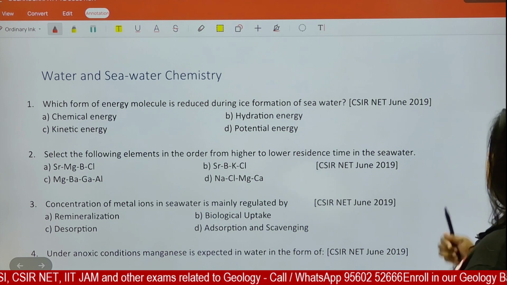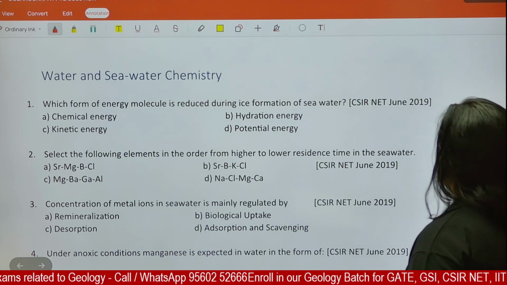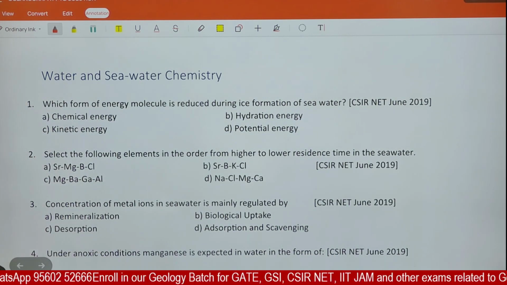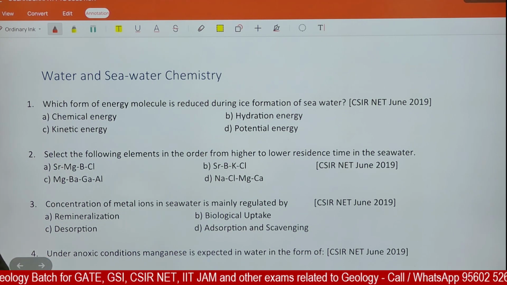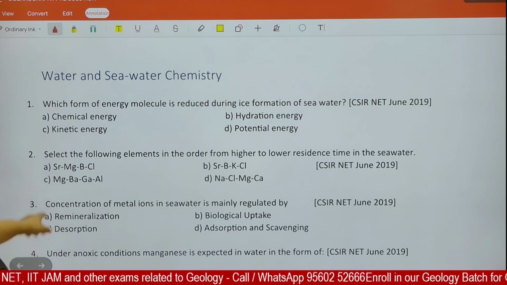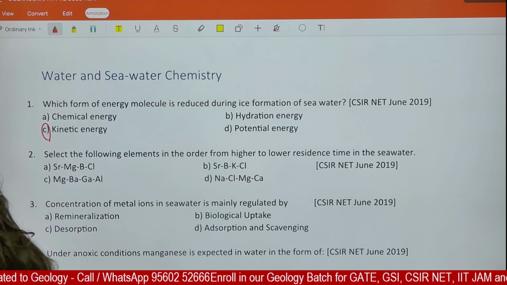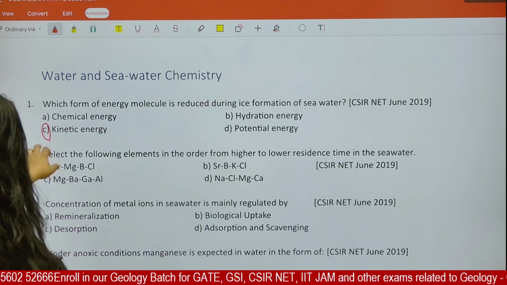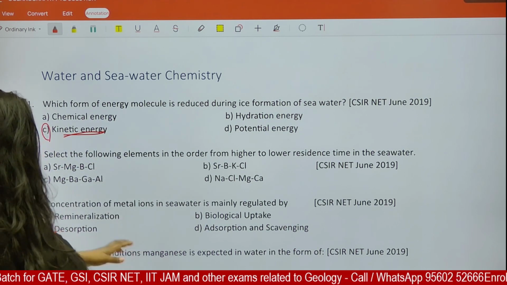Which form of energy is reduced during ice formation of seawater? This is a 2019 June question paper, and the answer will be kinetic energy. Simple. When ice formation of seawater happens, the energy that has been reduced obviously will be kinetic energy. There is no requirement of movement, right?